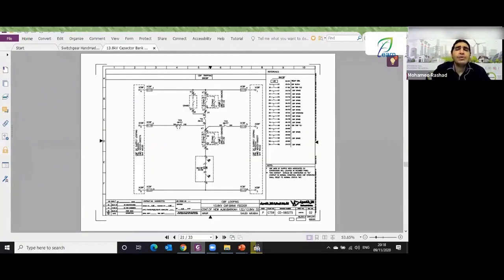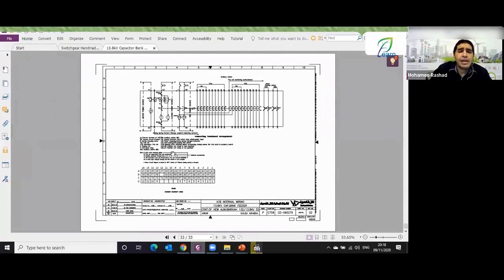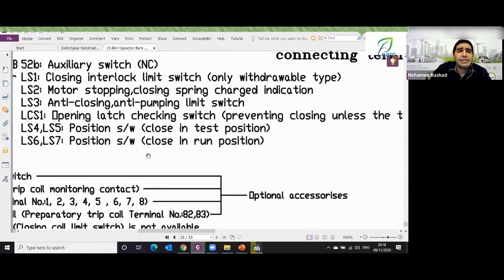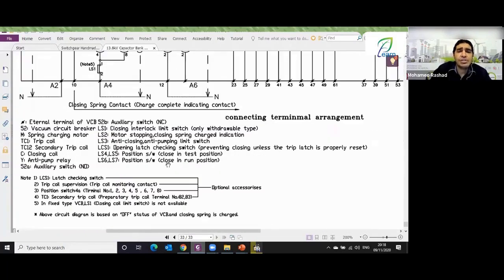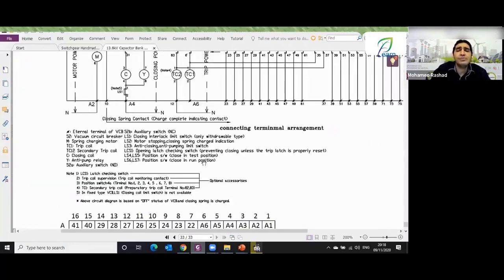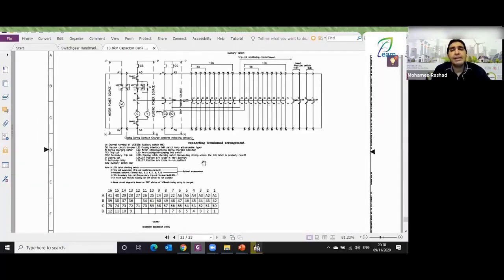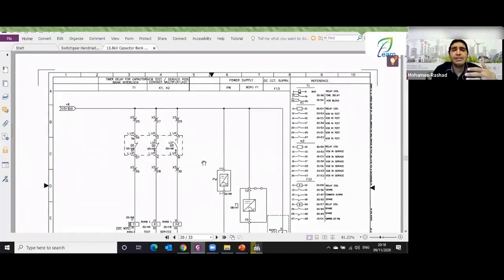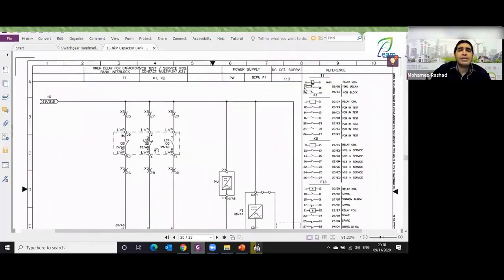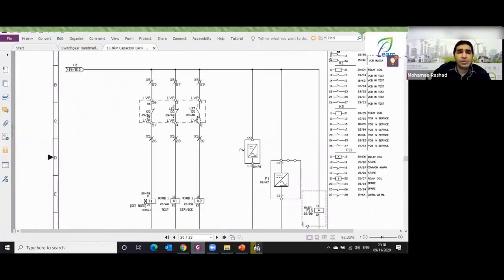Very good. So if I go to the last page and look for where LS7 is, I'll find that LS7 says it's a position switch closed in run position, meaning it should be closed in the service position. So if I come back here again, it tells me the following. It means if the breaker is in the service position, this contact is closed.